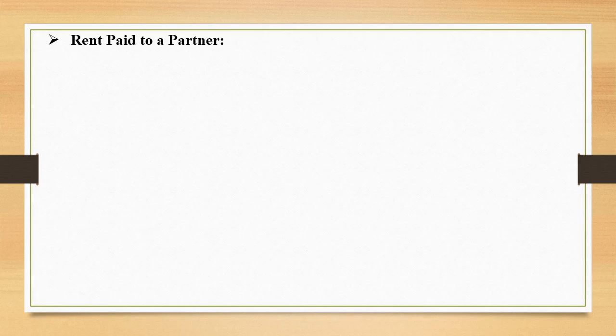Rent paid to a partner. If the firm uses the property of any of the partners, in that case, the firm is supposed to pay rent to that particular partner. And such a rent is also a charge against profit. Being a charge against profit, this amount also will have to be recorded in profit and loss account.